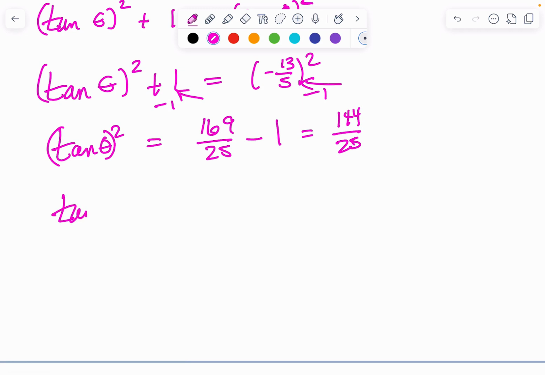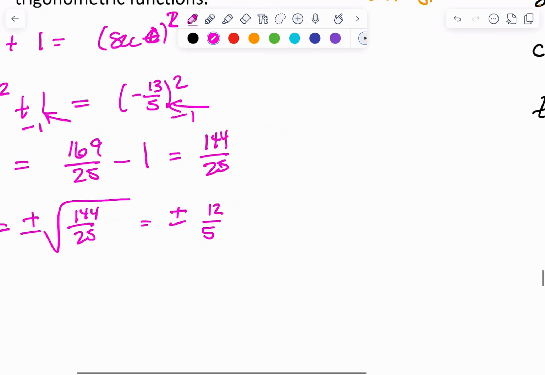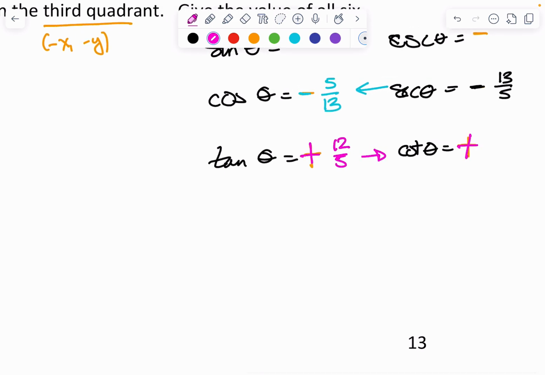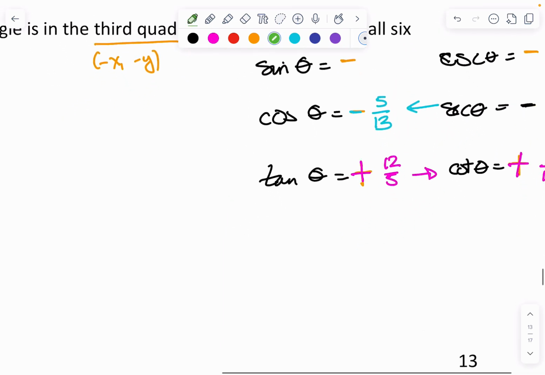So then we have tangent of theta is equal to plus or minus the square root of 144 over 25, which is plus or minus 12 over 5. What's nice for us is we already put the plus here, so we know what it is, 12 over 5. And then we can do his reciprocal friend cotangent right away, 5 over 12. Look at us, we're just cruising. Now, from here, you have, again, lots of choices. You know cosine. You could use a Pythagorean identity to get sine. You could use the fact that sine over cosine is tangent to get sine.